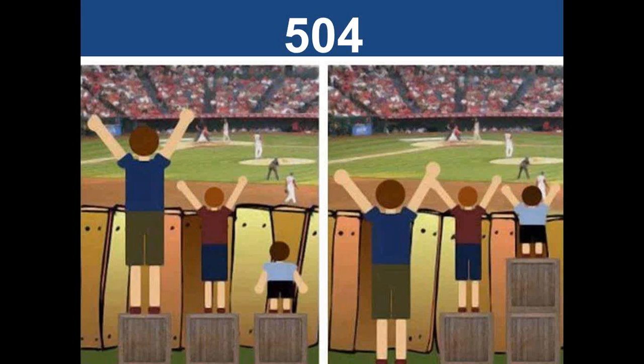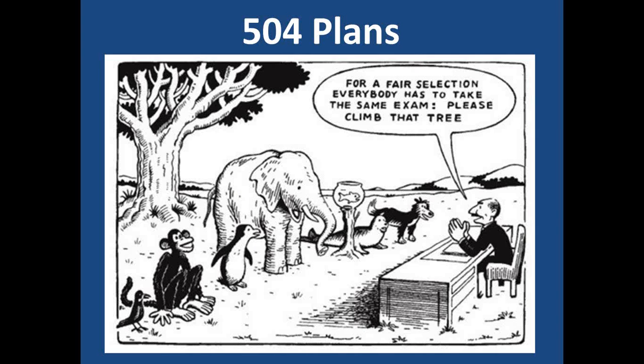Now we have another one. This one's pretty cute in our next slide. It says, for fair selection, everybody has to take the same exam. Please climb that tree. This one gives me a chuckle every single time, because I did say the first time I saw it, I said, well, because everybody looks at the monkey, and we see that the monkey definitely would have the advantage here. But I said, well, what about the bird? And it's like, no, the bird would get a 0 because the bird would fly up to the top of the tree and not climb.